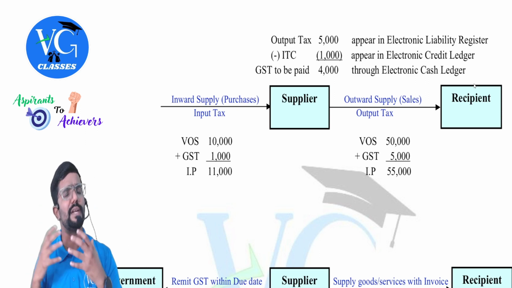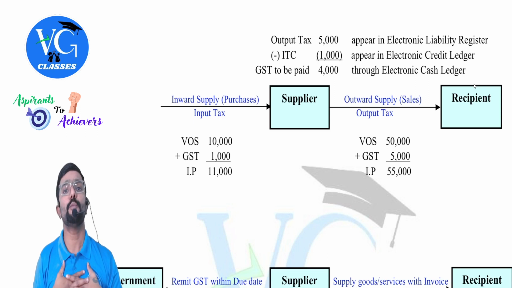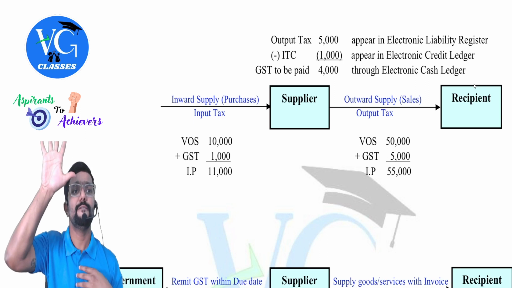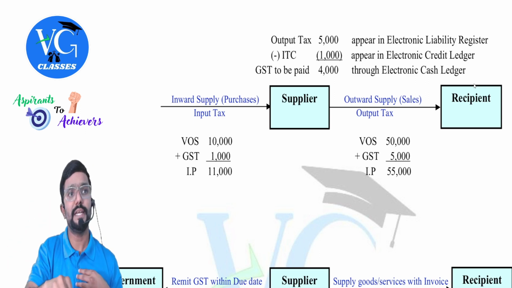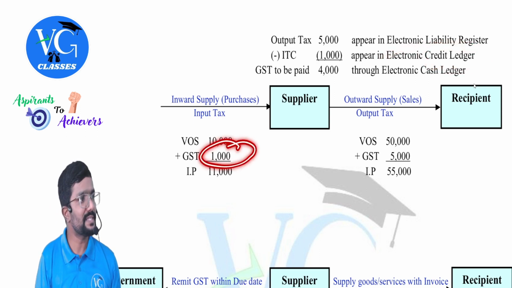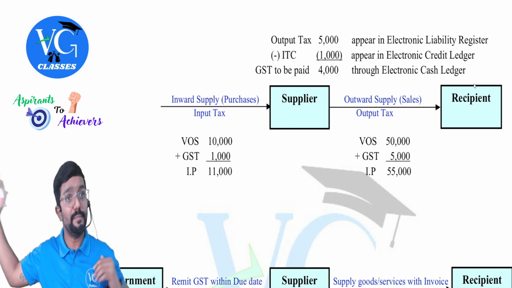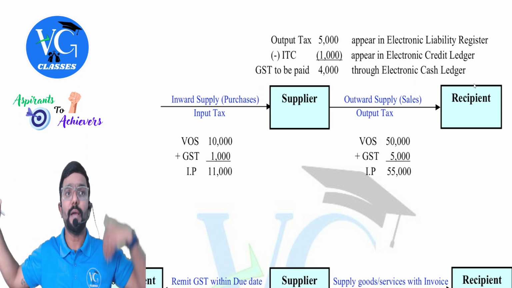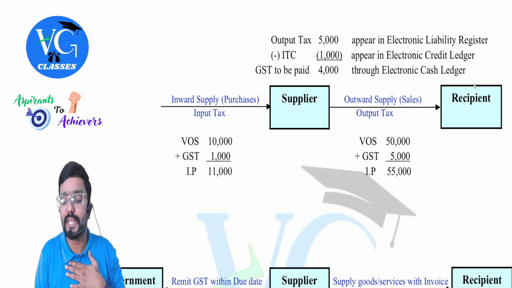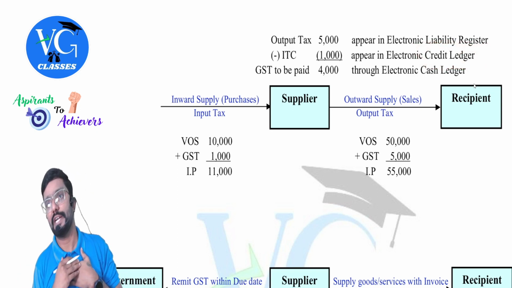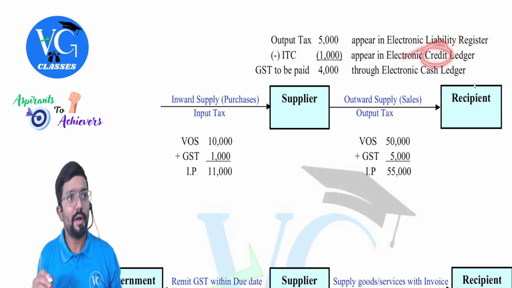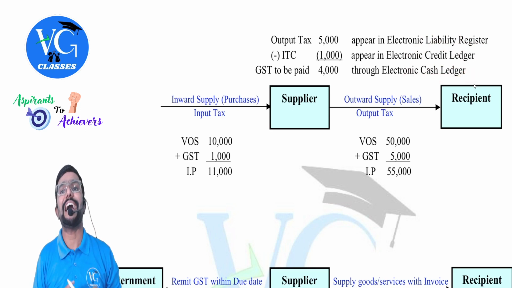The liability ledger will tell how much I am liable to pay totally. How much I am liable to pay totally. What is my liability, guys? 5,000. Now input tax credit, whatever is appearing for me, where will it appear? In the credit ledger. So 1,000, once I pay this to my supplier, he will deposit it to the government. Automatically it will appear as credit to me. Where will it appear as credit to me? In the electronic credit ledger. And after adjusting liability with credit, whatever is remaining, I have to pay through the cash ledger.